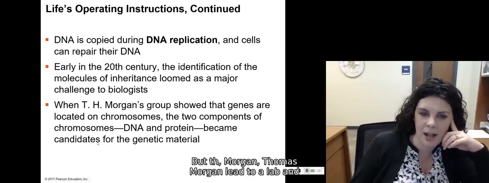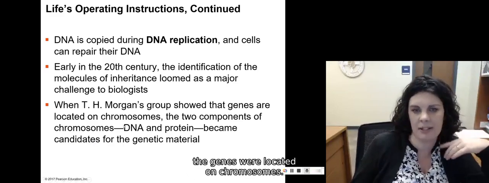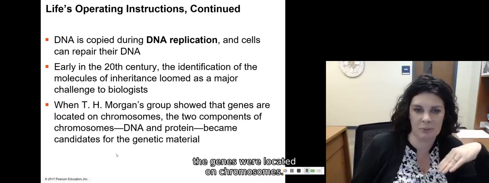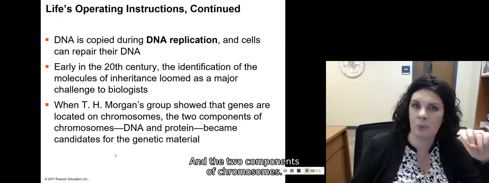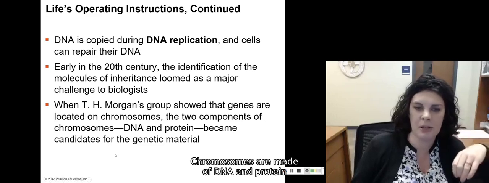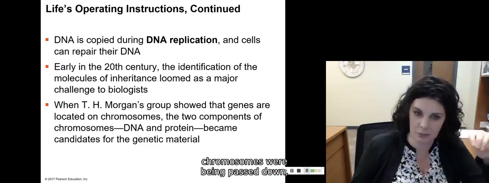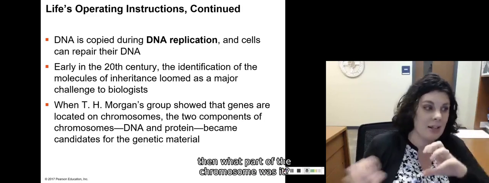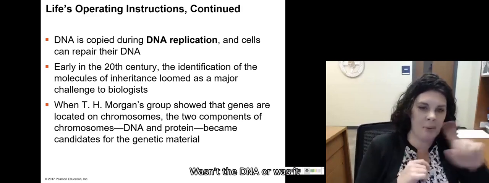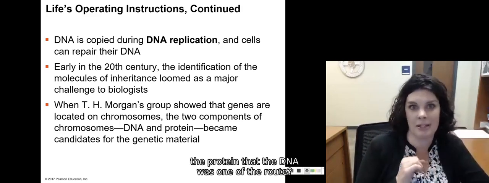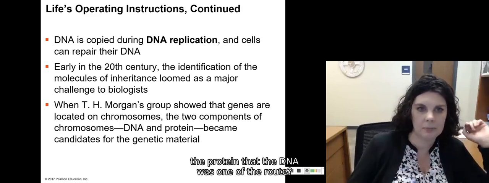But Thomas Morgan led a lab, and his group showed that the genes were located on chromosomes, and the two components of chromosomes, DNA and protein, became candidates for the genetic material. So once we figured out that chromosomes were being passed down, then what part of the chromosome was it? Was it the DNA, or was it the protein that the DNA was wound around?